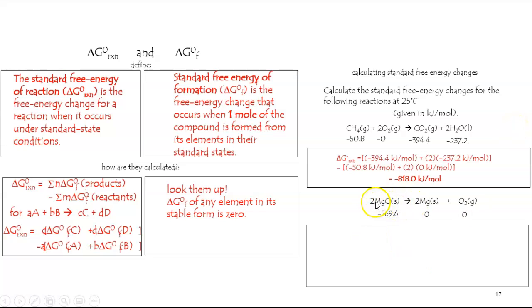Now we're going to take some magnesium oxide and go in the opposite direction. Turn it into magnesium plus oxygen. We look up some values. These are both elemental forms, so they're 0. So it's products minus reactants, and it'll simply be twice this value, and subtracting it out changes its sign.